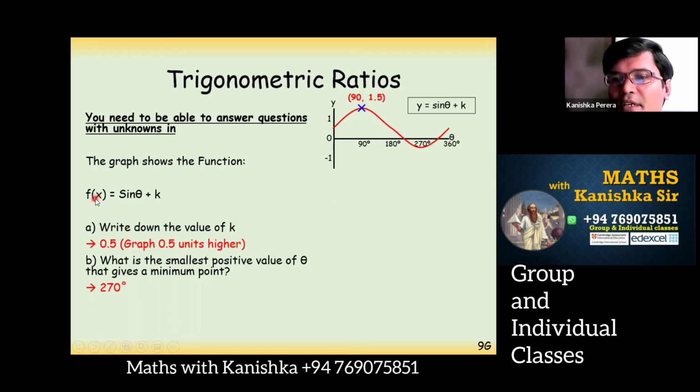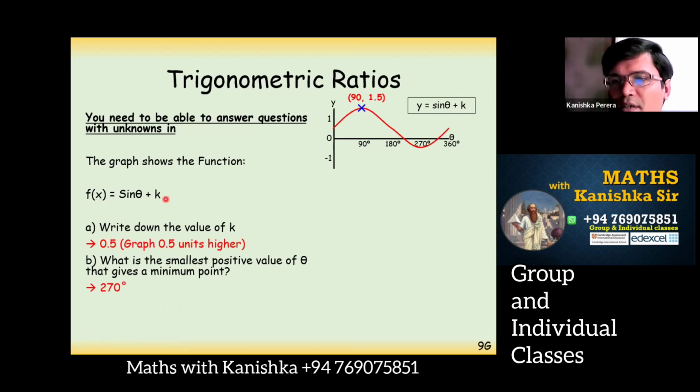For example, consider the maximum. They are asking about the minimum point, with the value -1. You can apply -1 here. For k, we found that it's 0.5. Then you have to find out the theta, right? So solve this particular one: for f(x), you can substitute -1.